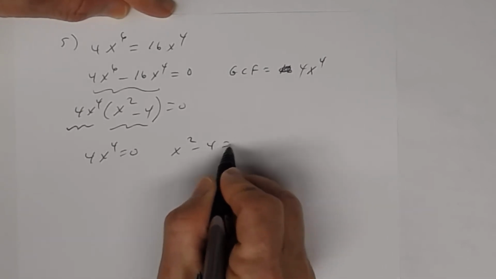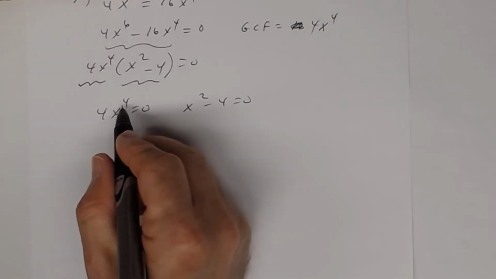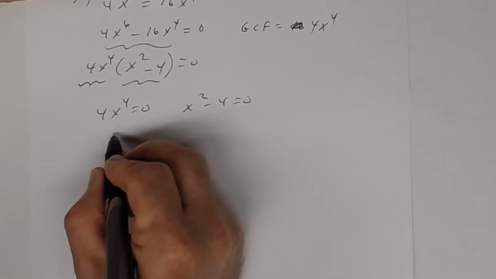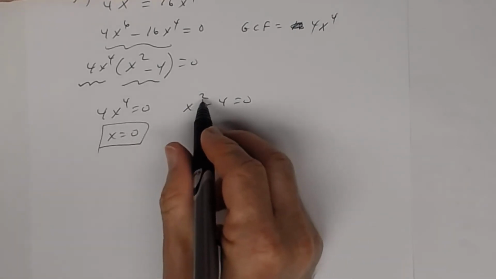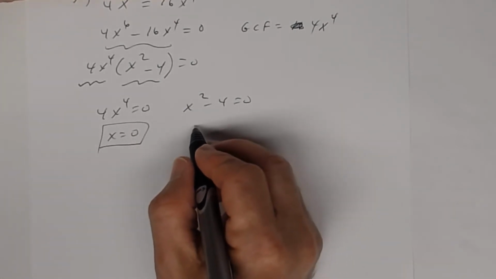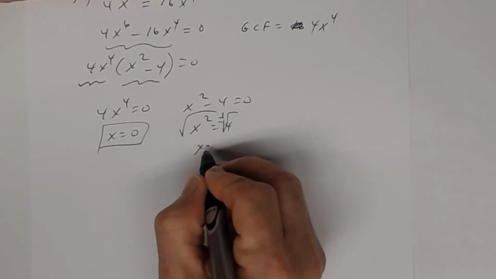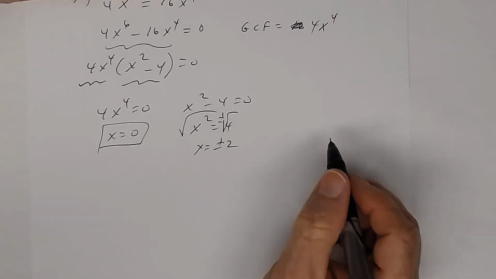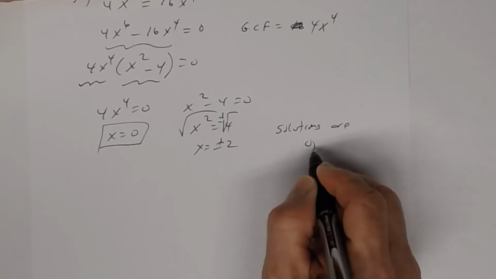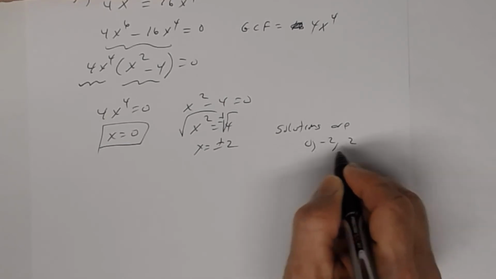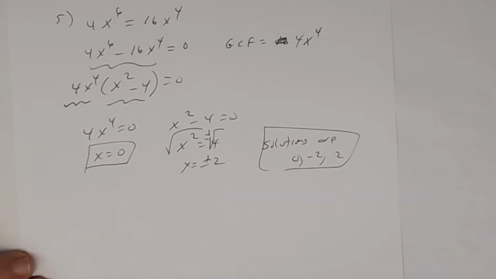Okay? And by inspection, 4 times what number to the 4th power is 0? Well, x is 0. Over here, what number times itself minus 4 is 0? That one's easy. We've done that already, right? You get x to be plus or minus 2. And so your solutions are 0, negative 2, and 2. Those are your solutions. Okay. Number 6.